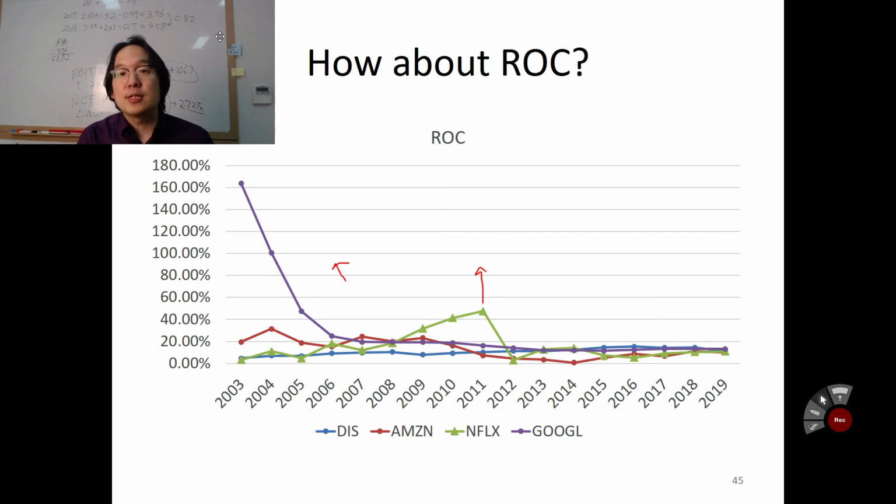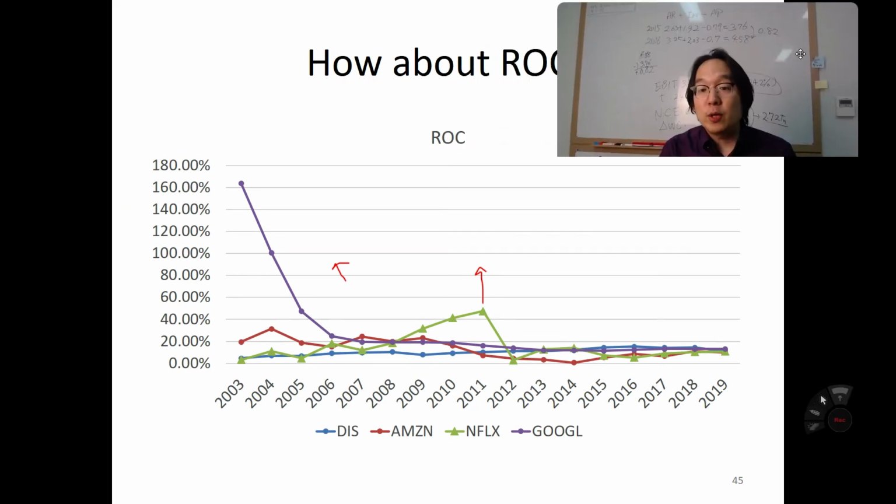Yes, ROC. Historical ROC looks like this, okay? Disney, Amazon, Netflix, Google. Google's ROC was crazily high before, so it's ruining our picture. We cannot see precisely what's going on over here. So why don't we take out Google in the next slide.